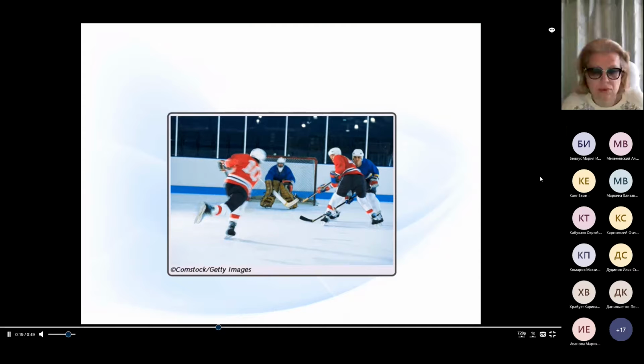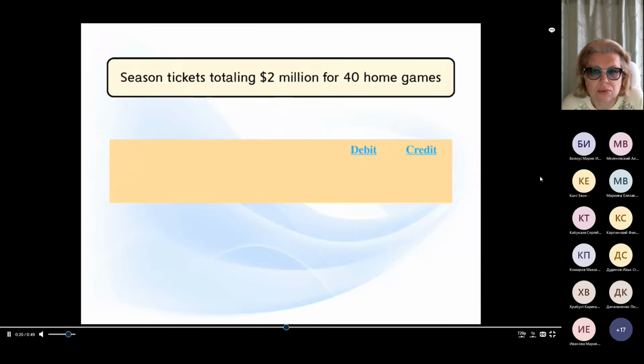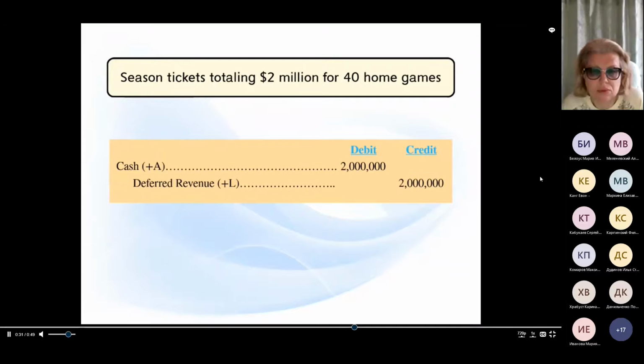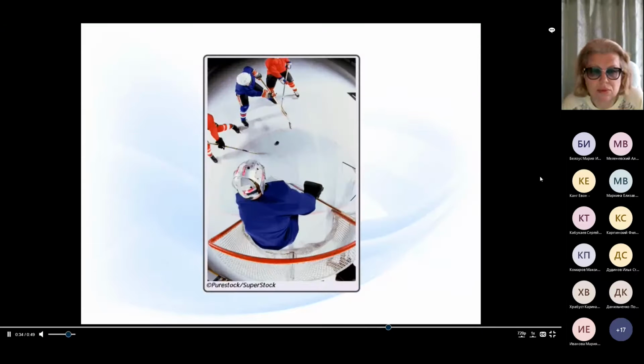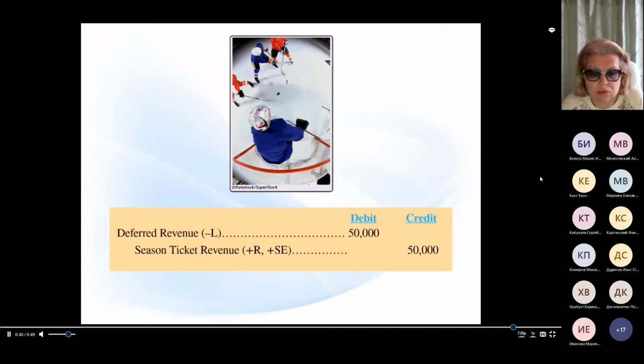Let's assume that the hockey stadium in your town sold $2 million worth of season tickets relating to the team's 40 home games. The entry to record the advanced sales includes a debit to cash for $2 million and a credit to deferred revenue for $2 million. As each hockey game is played at home, season ticket revenue of $50,000 is earned. An adjusting entry will be recorded with a debit to deferred revenue for $50,000 and a credit to season ticket revenue for $50,000. So this is the treatment which recognizes revenue and decreases the deferred revenue prepayment.